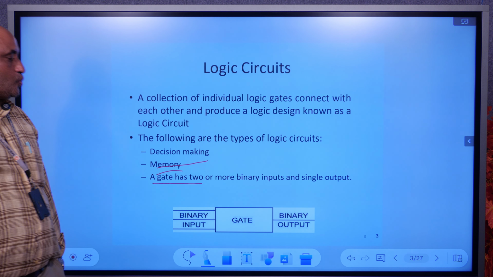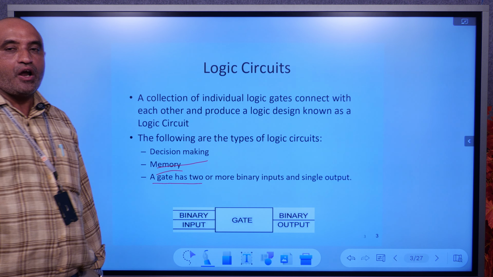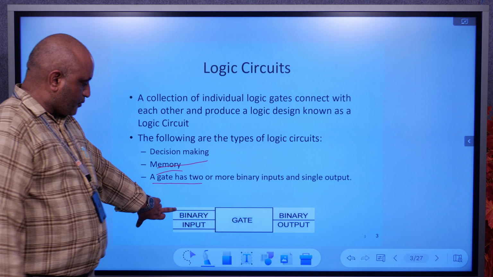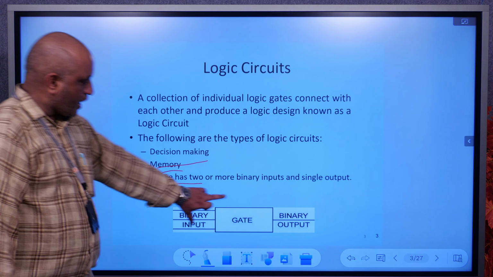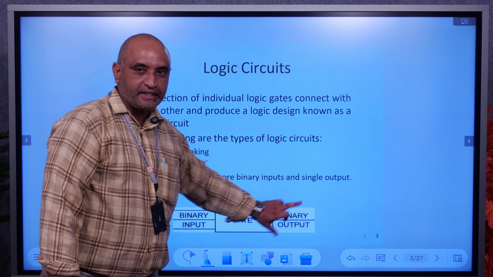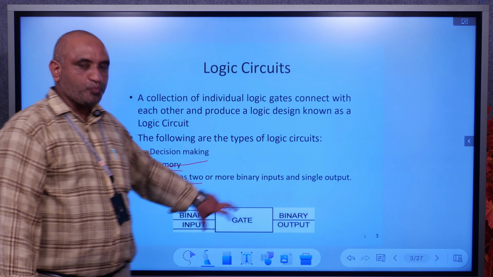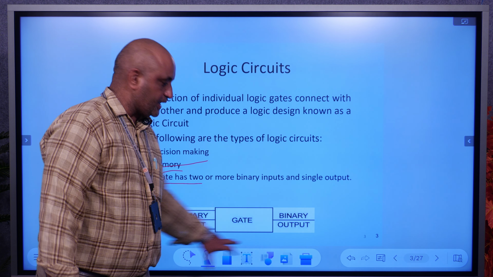A gate has two or more binary inputs and a single output. Consider one gate that has two binary inputs and only one output. In the case of a gate with two or more inputs, the output is still only one. These are nothing but a gate.